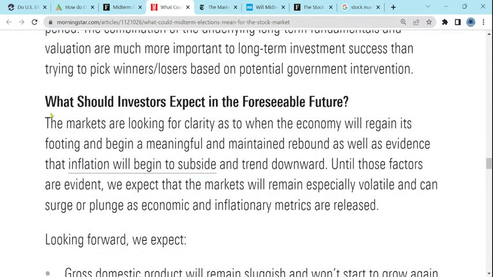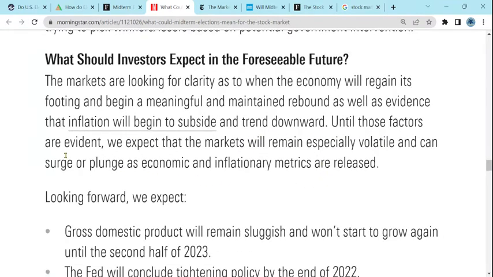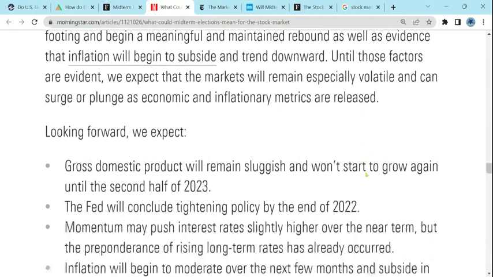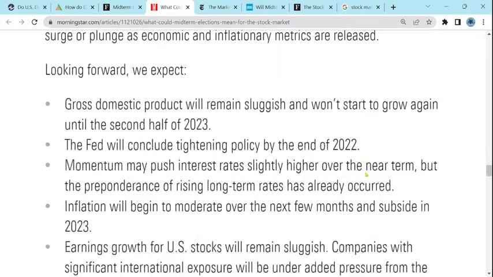So what should investors expect in the foreseeable future? Markets are looking for clarity as to when the economy will regain its footing and begin a meaningful, maintained rebound. Looking for inflation to subside and trend downward. Until these are evident, we expect the markets will remain volatile and surge or purge as economic and inflationary metrics are released.